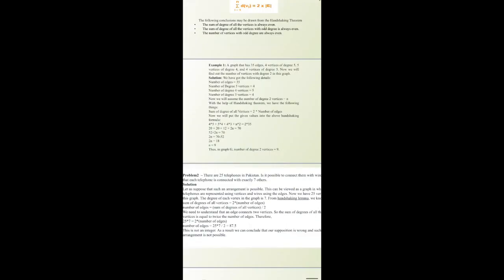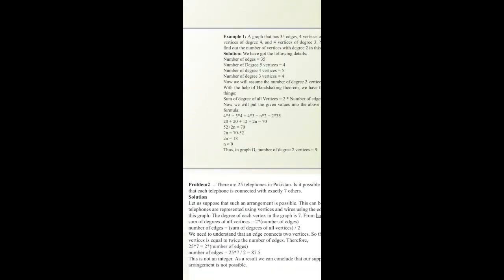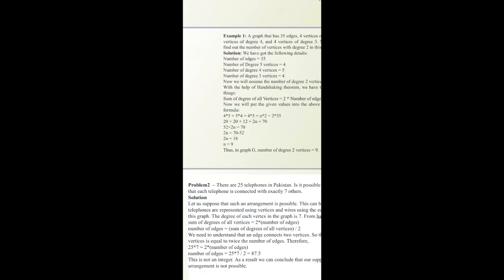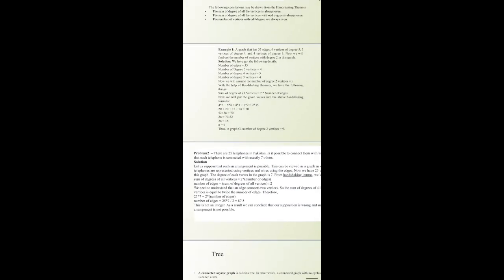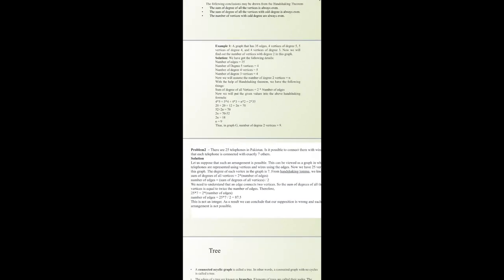Okay. So here we use the handshaking lemma. Simply put in the values and calculate: n is equal to 9. So we have 9 vertices with degree 2. Next, problem 2. There are 25 telephones in Pakistan. Is it possible to connect them with wires so that each telephone is connected to exactly 7 others? So, a real life problem.